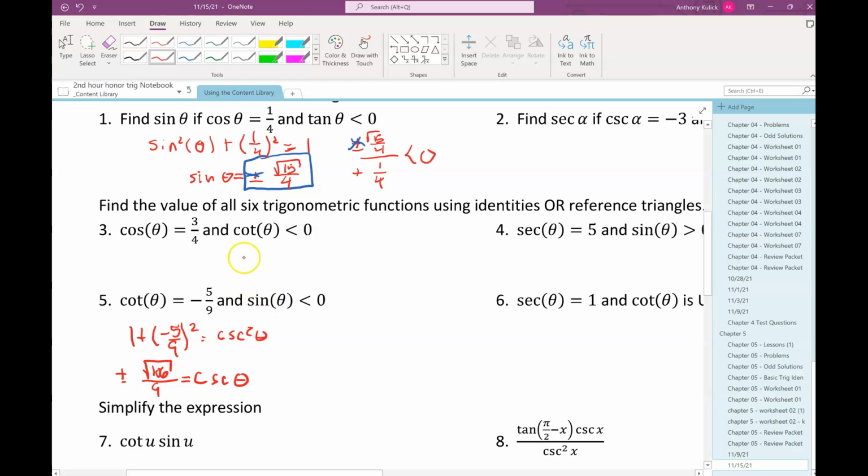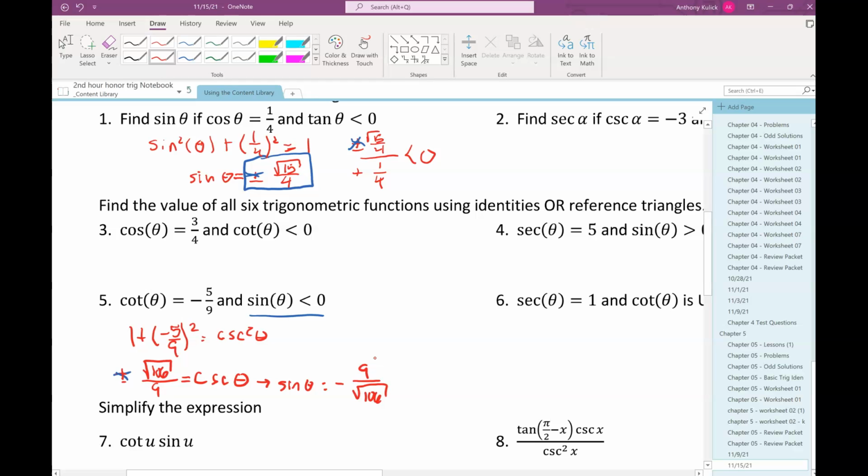I know since sine is negative, cosecant has to be negative as well. So there's 1. And then 1 over cosecant has to be sine, correct? And you should probably rationalize that denominator. I'm just going to elect not to do that right now. That's okay? Yeah.